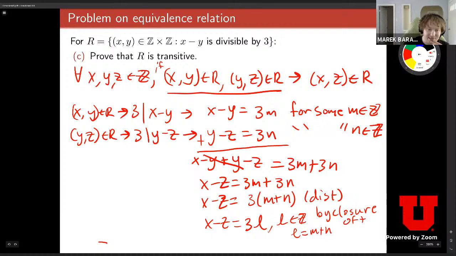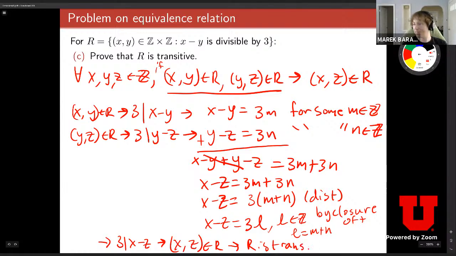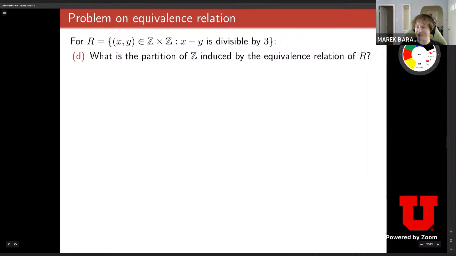So this means that 3 divides x minus z, and that implies xz is in the relation, so R is transitive. So that's all you need to show: get over to here and you're done. Everyone good with that? Yep, okay. I think this is the last one we're gonna do.